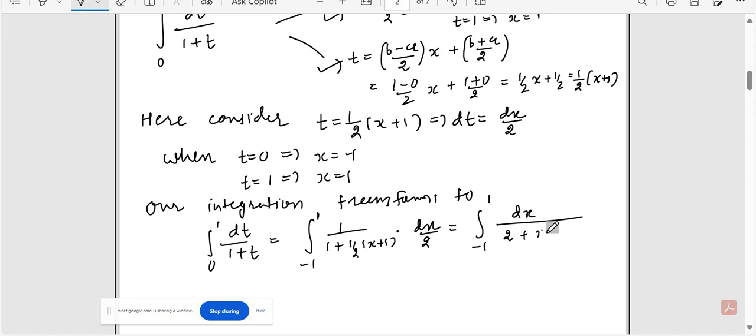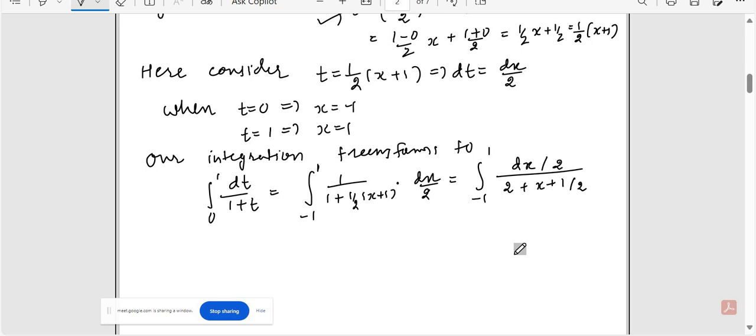Plus x plus 1. Okay, if I take the LCM here, divide by 2. Yes or no, everybody? And there is also divide by 2 in the upper side. Is it correct? Students, are you getting my point? Yes. Okay, I am substituting only the value of t and the limit of x.